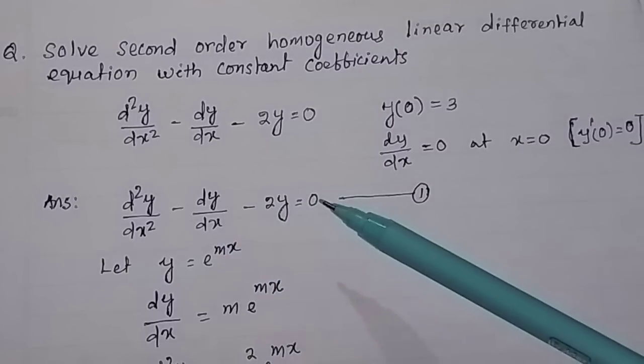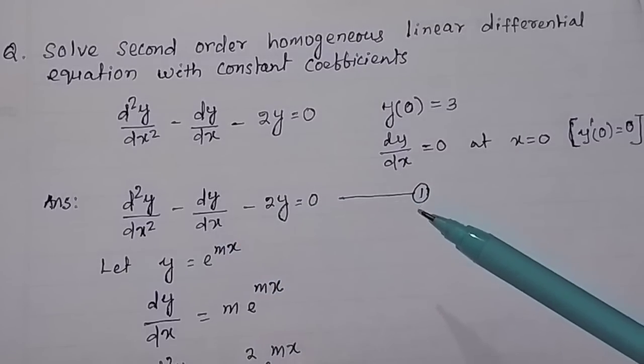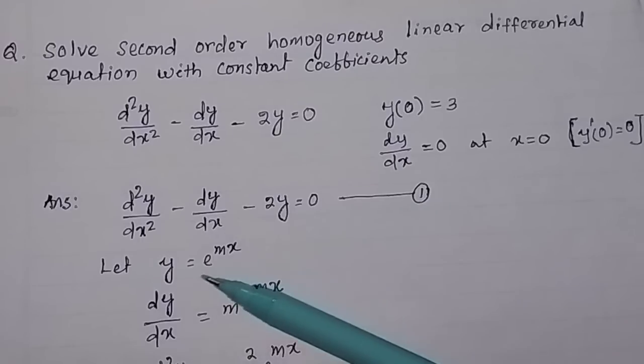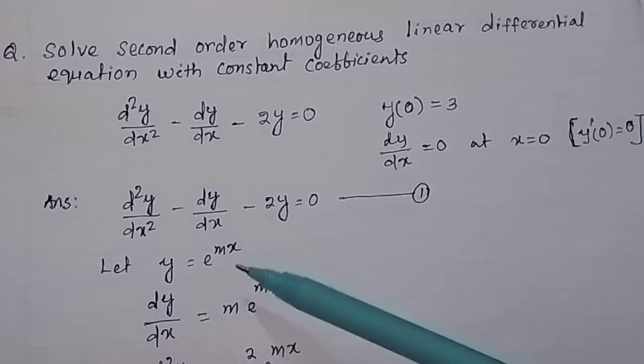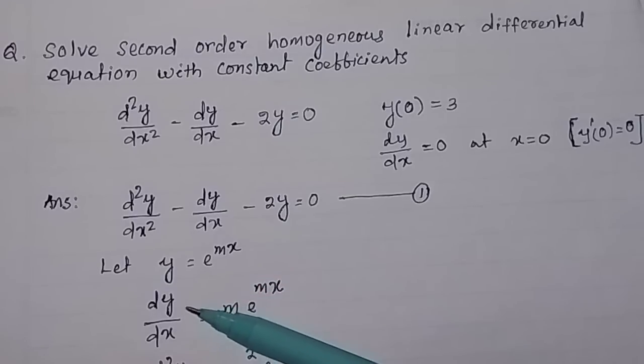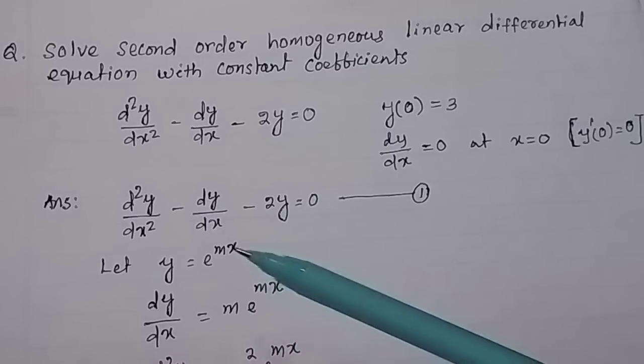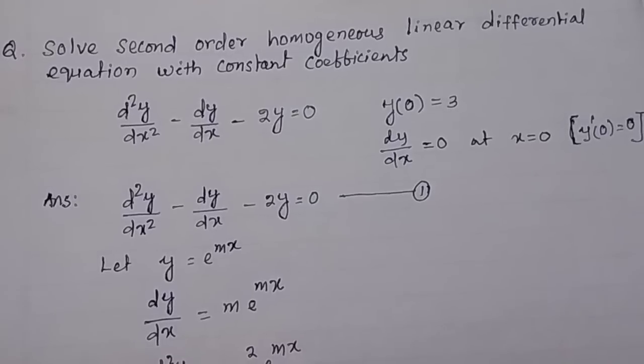So this is the given equation. Suppose it is equation number 1. Let the solution of the equation be y equal to e to the power mx. So the first derivative, derivative of y with respect to x, is equal to m into e to the power mx, because it is an exponential function.